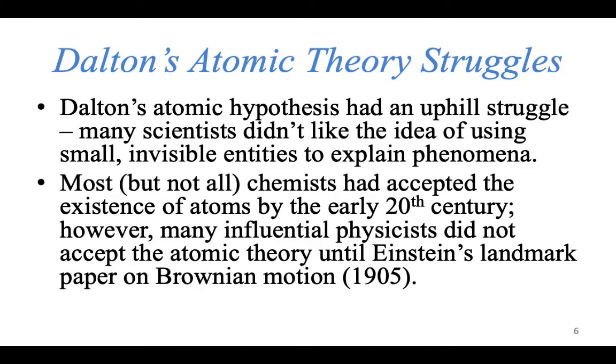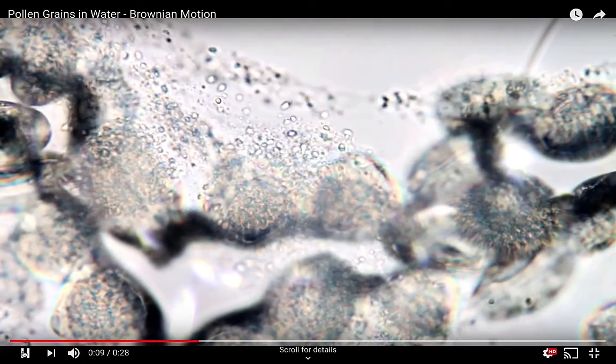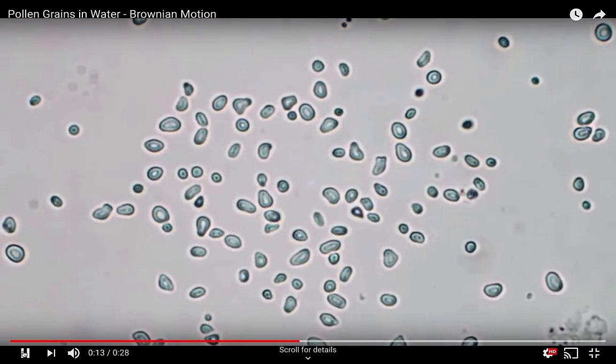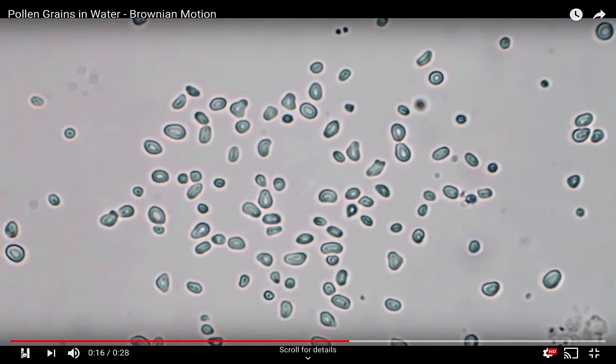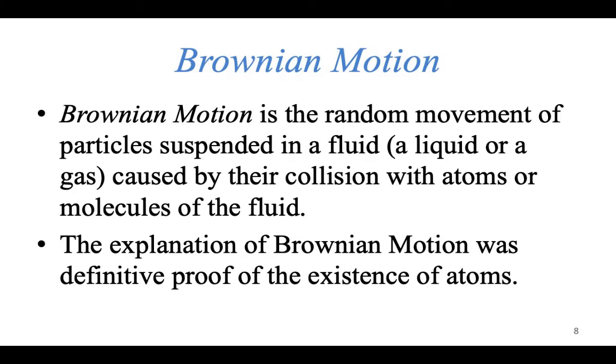Many scientists couldn't see how these tiny invisible particles could cause the things that they were observing in nature and their chemical reactions. However, atoms became widely accepted after 1905 when Einstein used atoms to explain how Brownian motion works. See how the non-living pollen grains suspended in the water move around. This motion is known as Brownian motion, and it is caused by the water molecules colliding with the grains of pollen. The explanation of Brownian motion was definitive proof of the existence of tiny invisible particles such as molecules and atoms.